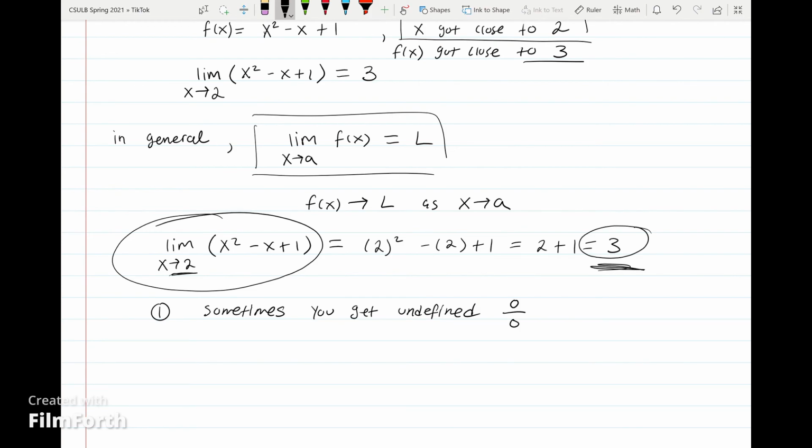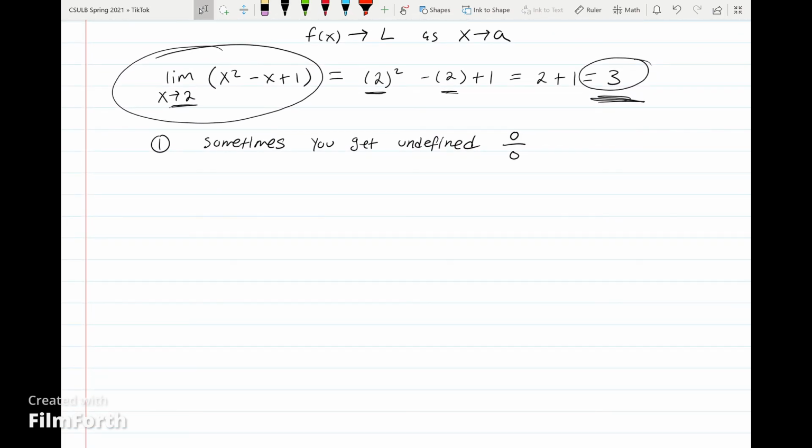Now, when I do plug in this number, even though I wrote a 2 here and a 2 here, they're not really the number 2. They're numbers close to 2. I just write a 2 though, but they're really supposed to be like 1.999. Okay, so their number is very close to 2.